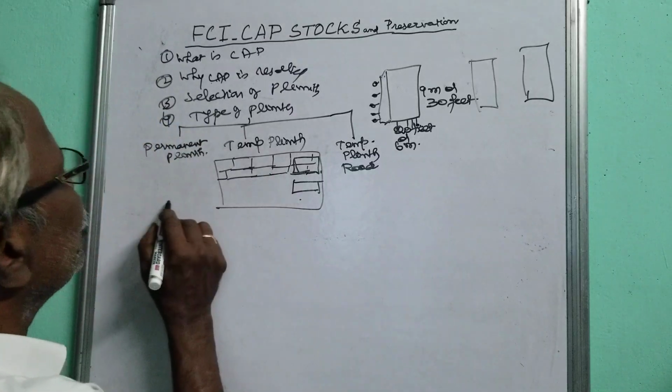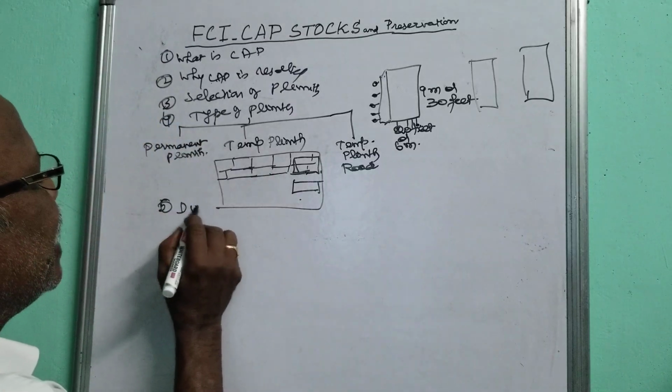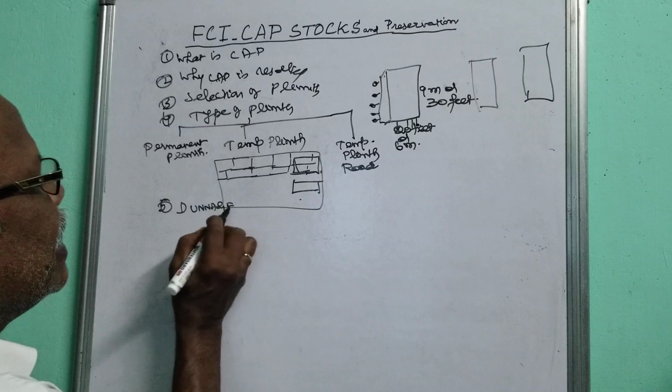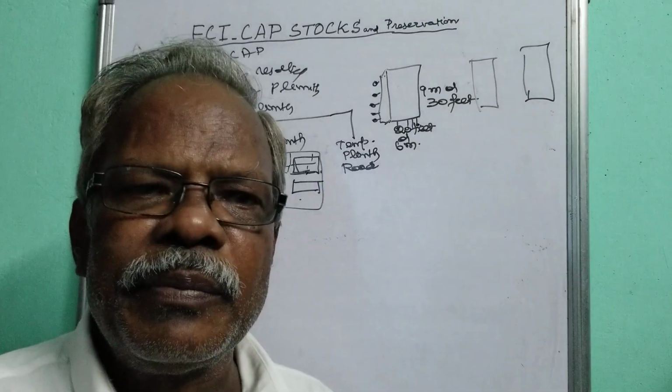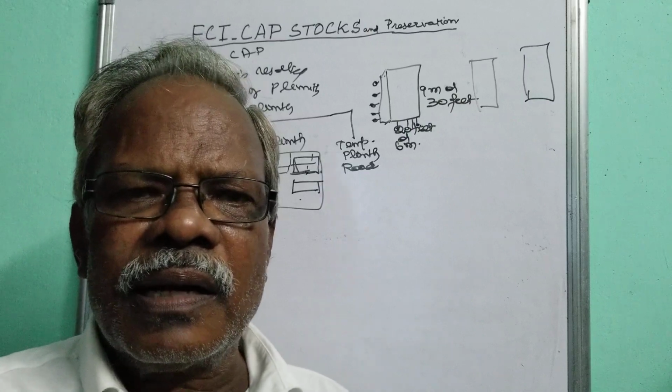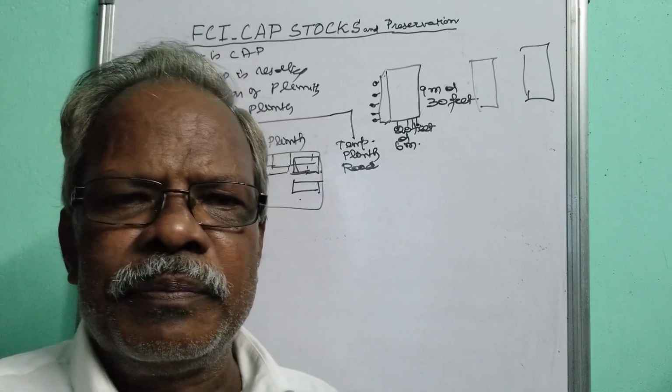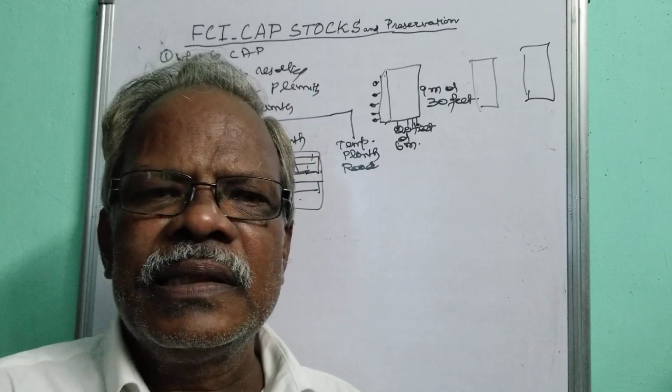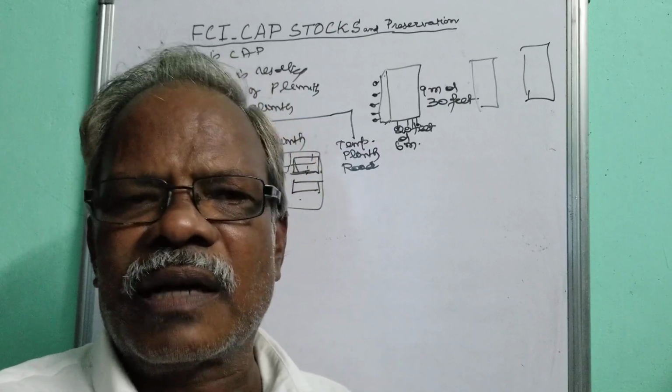Next we have to see about the dunnage. What is dunnage? Dunnage is a wooden material, or a material which can allow aeration to the stocks.